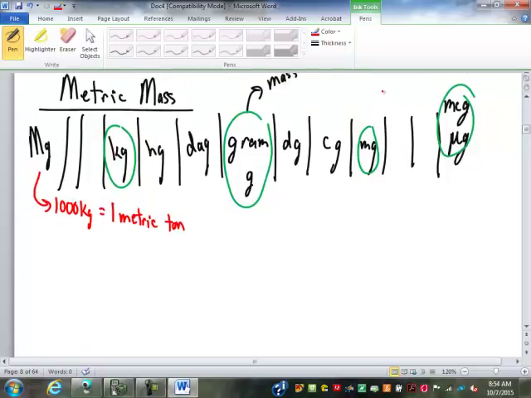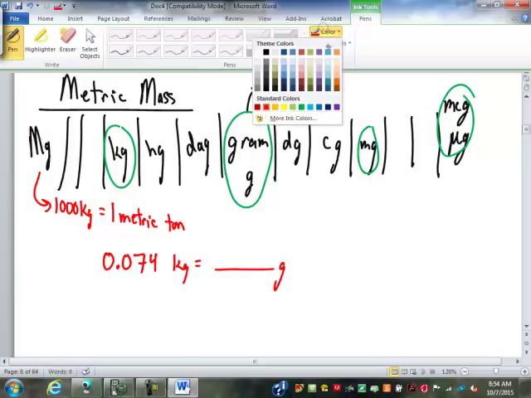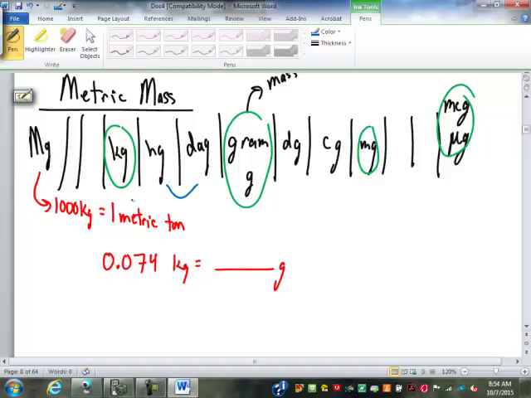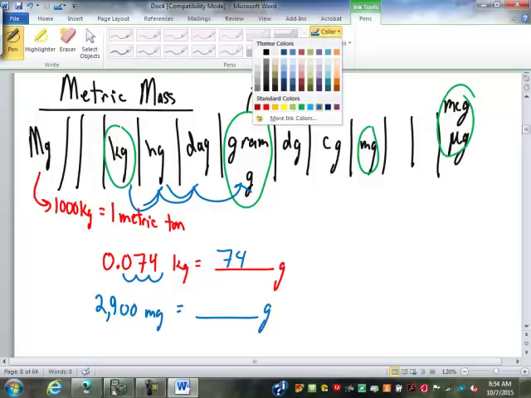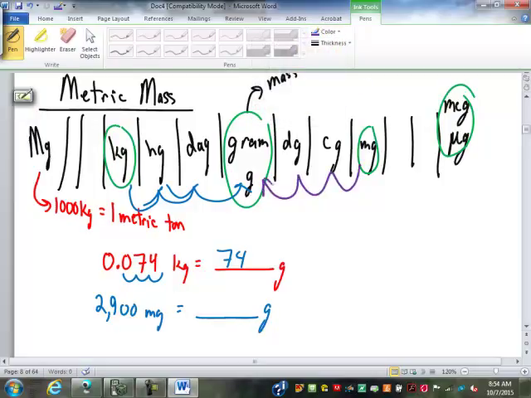So doing conversions. Well, with the metric, it's just like any other. If we have 0.074 kilograms, and I want to convert that into grams, that's 3 spots to the right on the chart. So decimal point goes 3 spots to the right. That is 74 grams. If I have 2,900 milligrams and I want to convert it into grams, milligrams to grams is 3 spots to the left on the chart. So my decimal point goes 3 spots to the left. That is 2.9 grams.